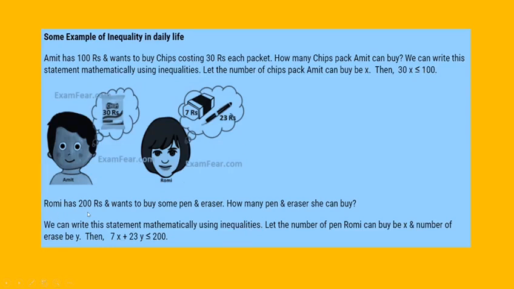Rumi has 200 rupees and wants to buy some pens and erasers. How many pens and erasers can she buy? We can write this statement mathematically using inequalities. Let the number of pens Rumi can buy be x and the number of erasers be y, then 7x + 23y ≤ 200.